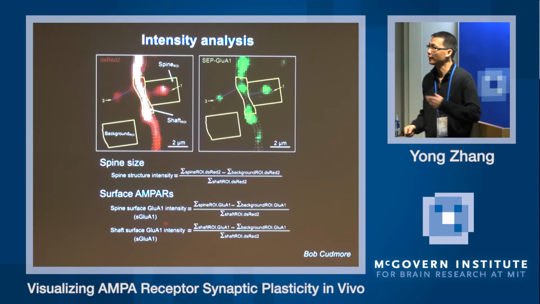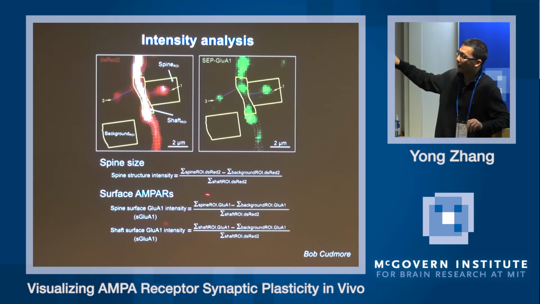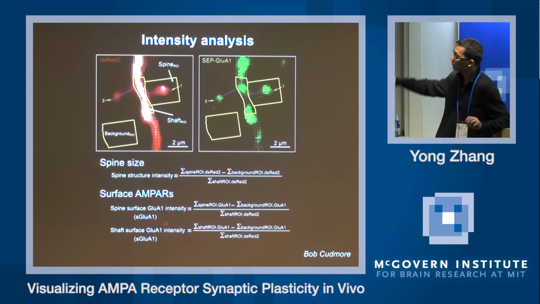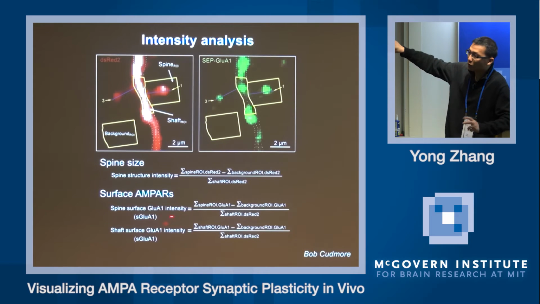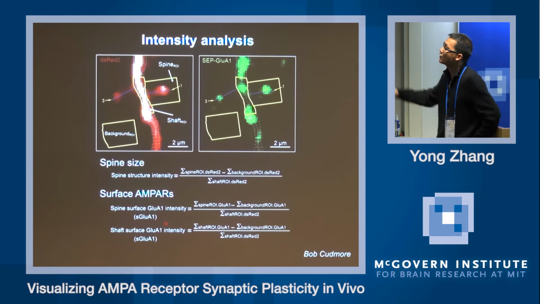Of course, more interesting, and unique to our imaging study, is that we are able to look at the intensity of the surface AMPA receptors. There are 2 parameters we can look at. First is the spine surface AMPA receptors. Another one is the shaft surface AMPA receptors. I'll just walk you through the definition of the spine surface AMPA receptors.